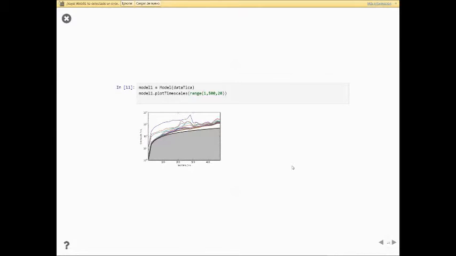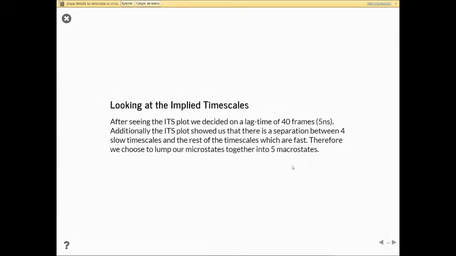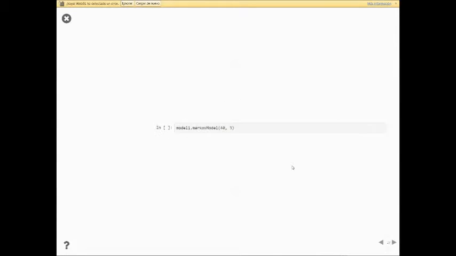So in two parts, this is it. We decided to take, it doesn't really matter in this case, I think it's number 40. You can go to 100, try different lag times. We're going to try later.